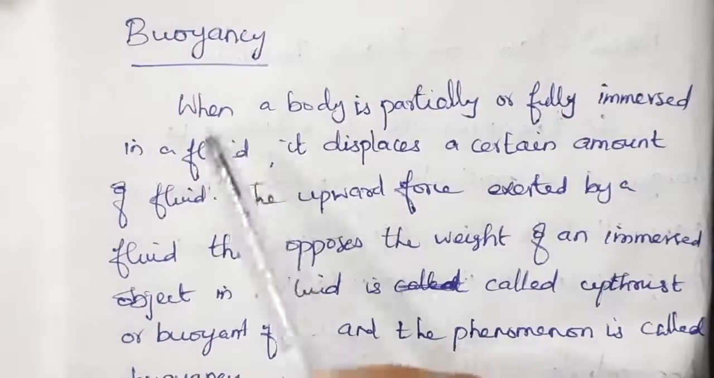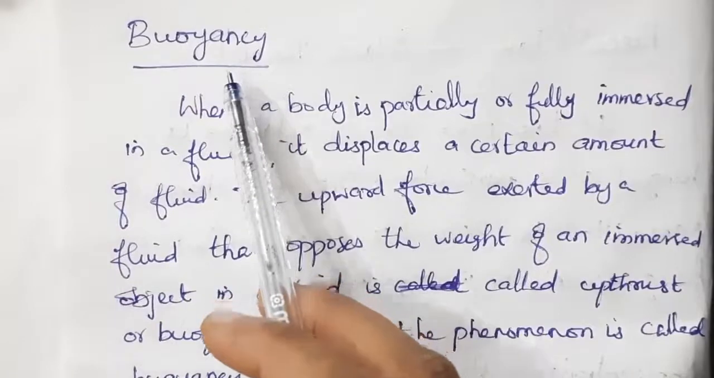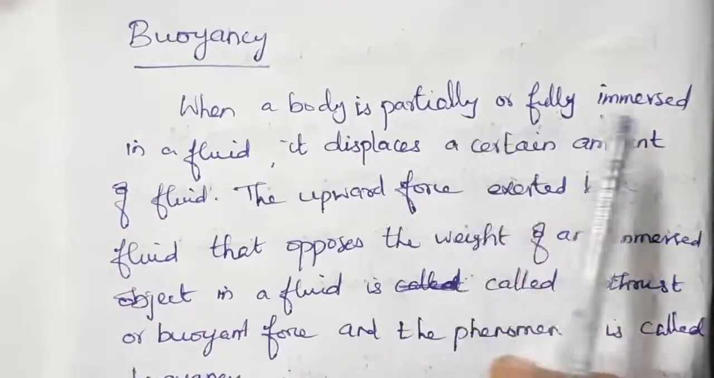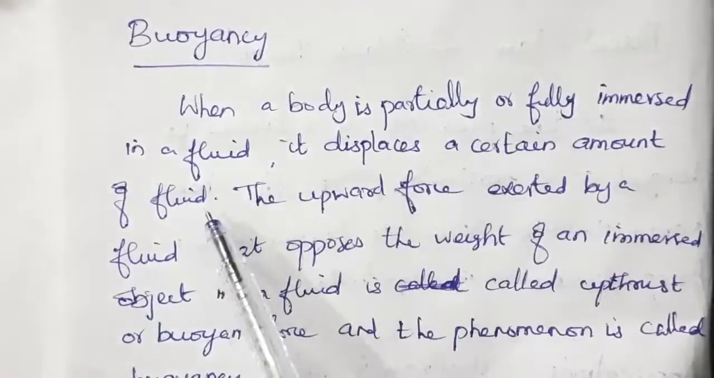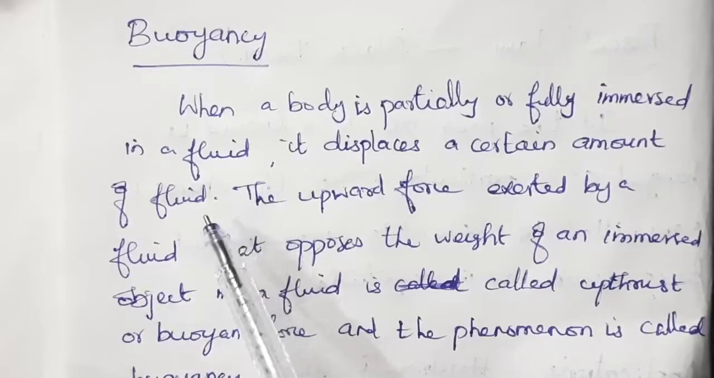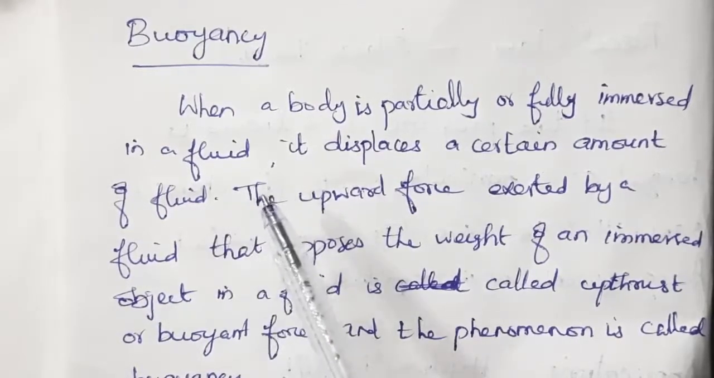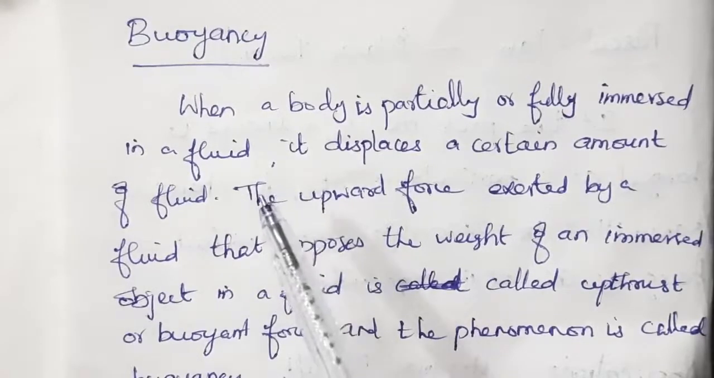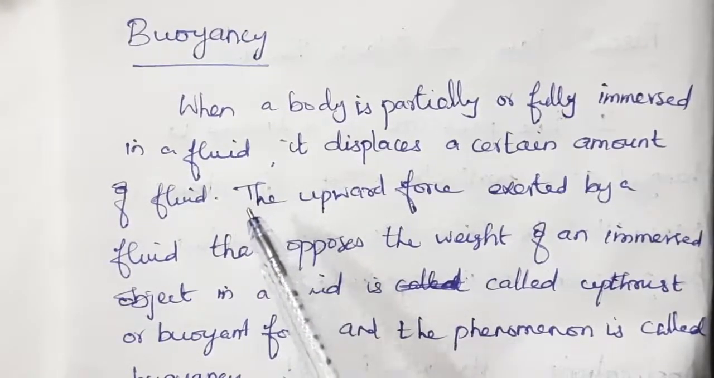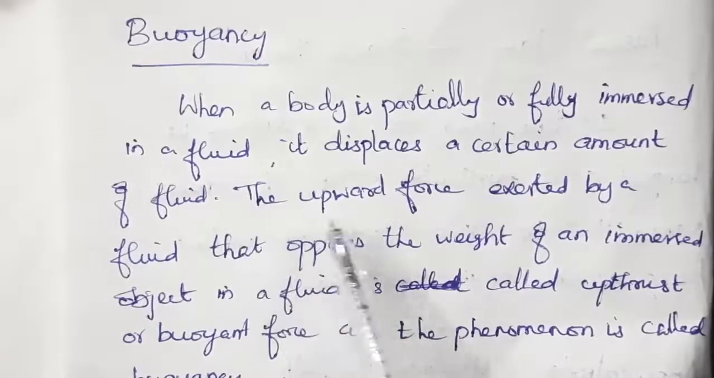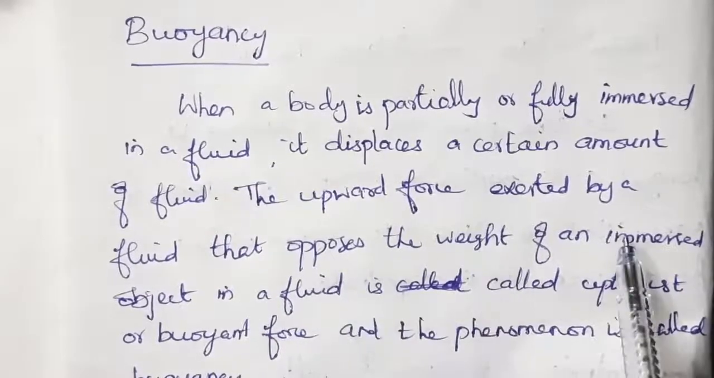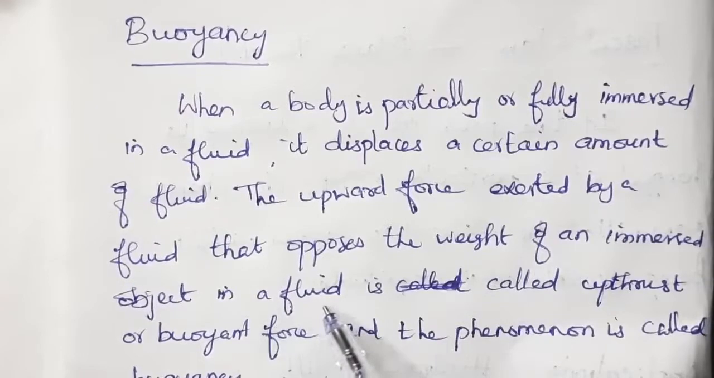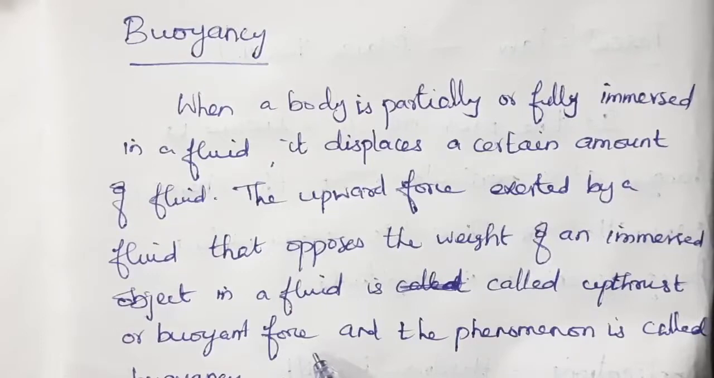The next one is buoyancy. When a body is partially or fully immersed in a fluid, it displaces a certain amount of fluid. We know that, isn't it? When there is water and you put an object there, there is a displacement of water around the edges of that object. The upward force exerted by a fluid that opposes the weight of an immersed object is called upthrust or buoyant force. What will happen?